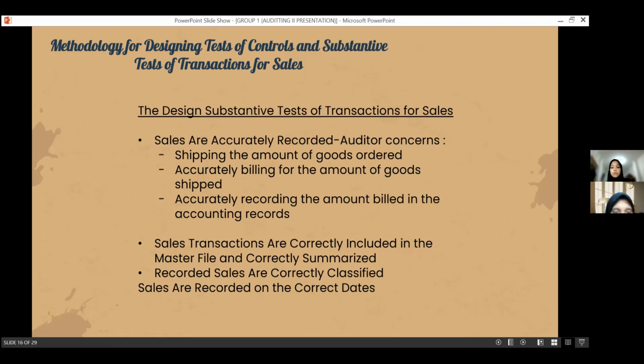And next, sales transactions are correctly included in the master file and correctly summarized. And the last one, recorded sales are correctly classified. And last one, sales are recorded on the correct dates.